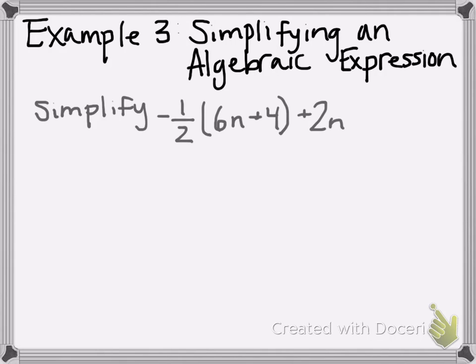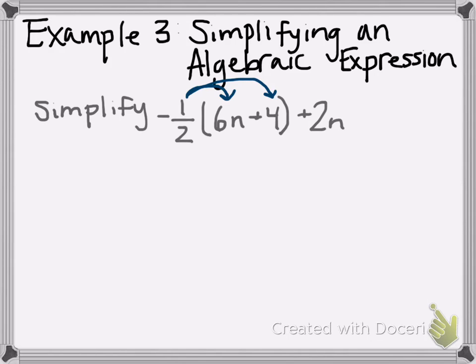We can't simplify that. We can't combine the 6n and the 4 because they don't have the same variable at the end. But what we can do is the distributive property. For visual purposes, I'm going to show you what we'll be doing. We are going to do negative 1/2 times 6n and negative 1/2 times 4, a positive 4. Okay, awesome.